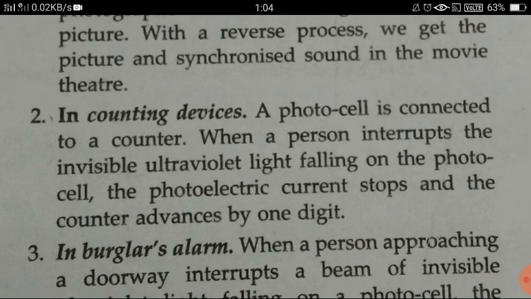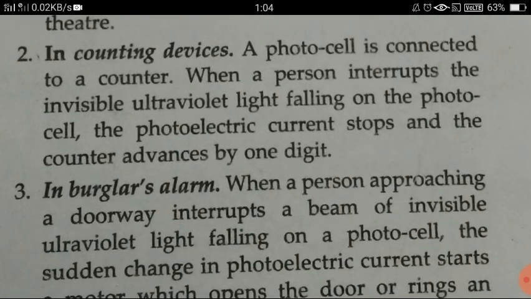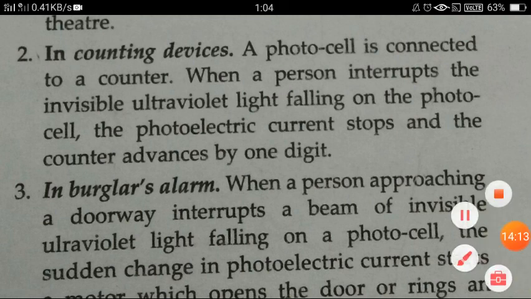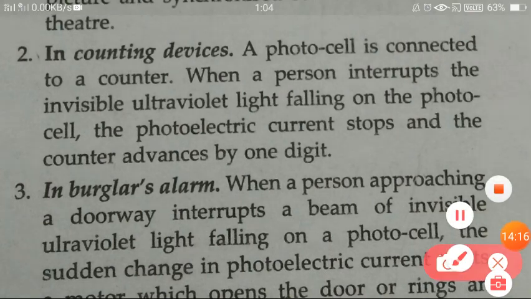In counting devices, a photocell is connected to a counter. When a person interrupts the invisible ultraviolet light falling on the photocell, the photoelectric current stops and the counter advances by one digit. So let me simply tell you what happens here.